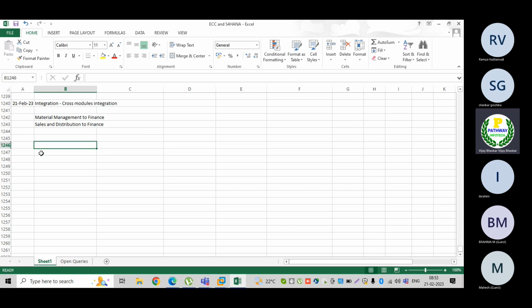Now, the organization structure. Can anyone tell me about the FI organization structure?